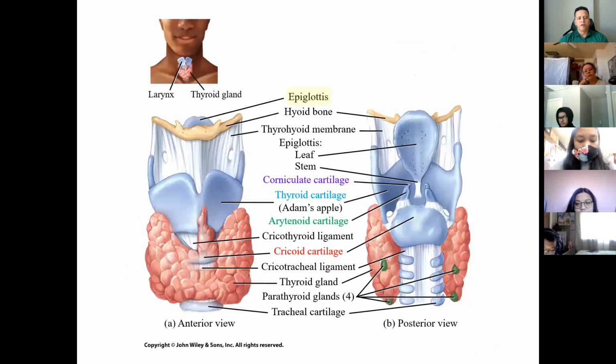And we can have a better view of the epiglottis here from this posterior view. So once again, this is an anterior view of the larynx. You can barely see the cricoid cartilage right there because the thyroid gland is wrapped around it. But we can see right here the cricoid cartilage, and the epiglottis from a posterior view. Like I said, every time we swallow, we push this epiglottis down, and the epiglottis is going to close the opening to the larynx.